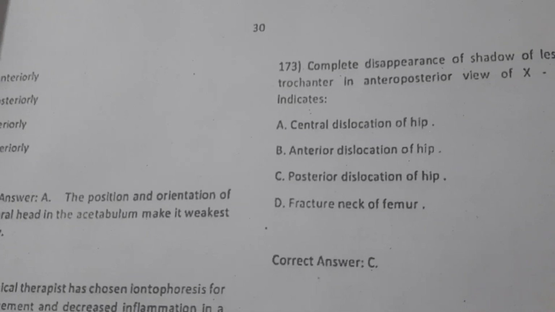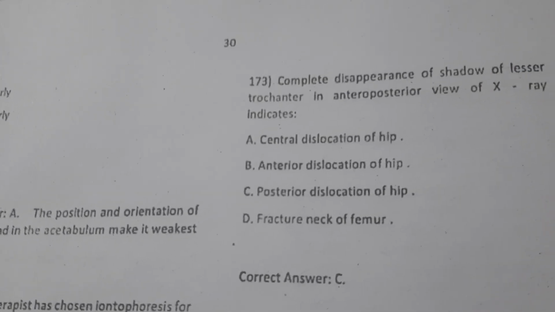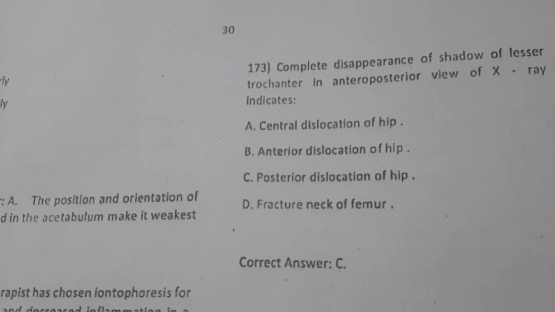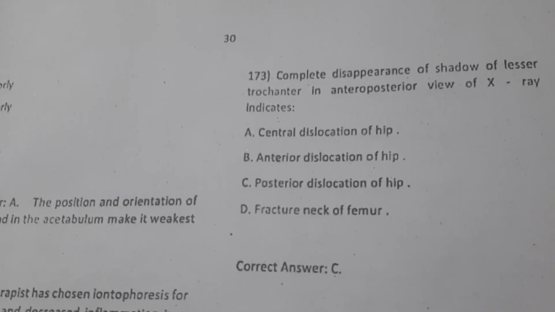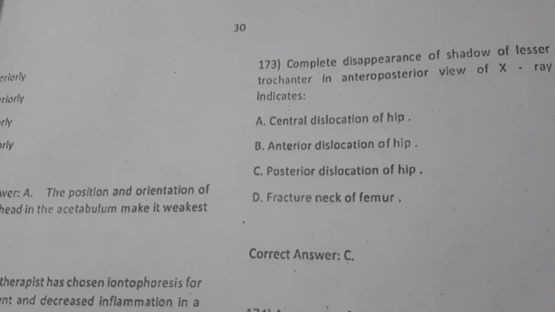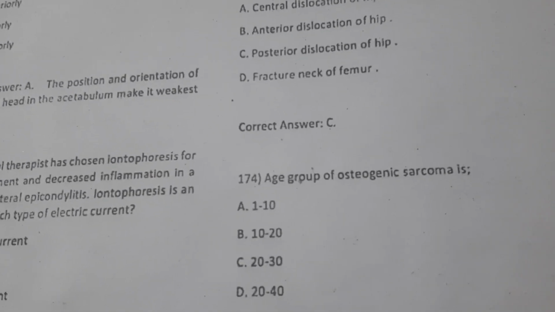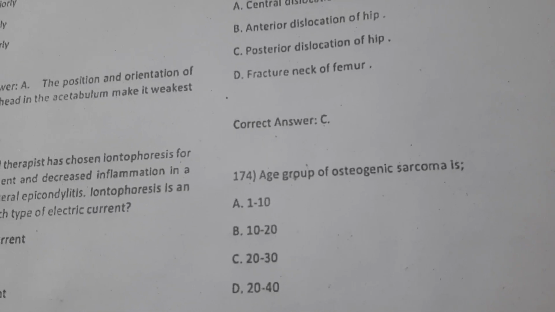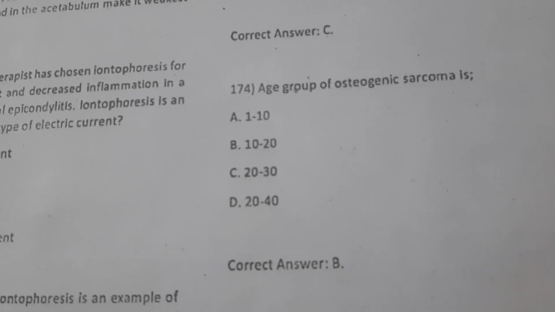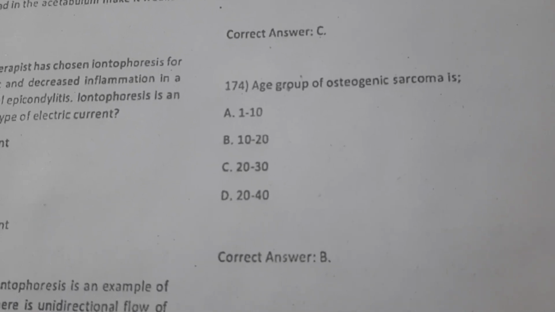MCQs 173: complete disappearance of shadow of lesser trochanter in anteroposterior view of X-ray indicates posterior dislocation of the hip. Option C would be the right answer. MCQs 174: age group of osteogenic sarcoma is 10 to 20. Option B would be the right answer.